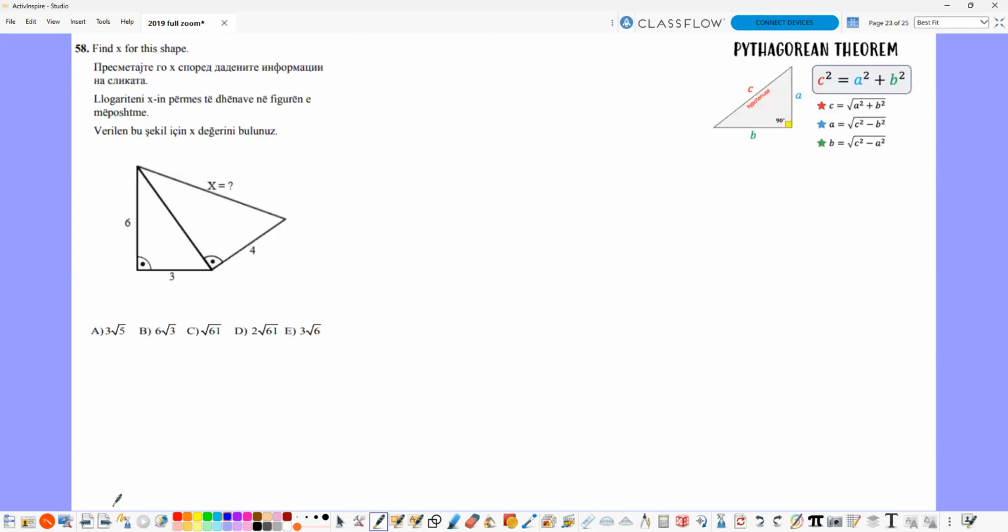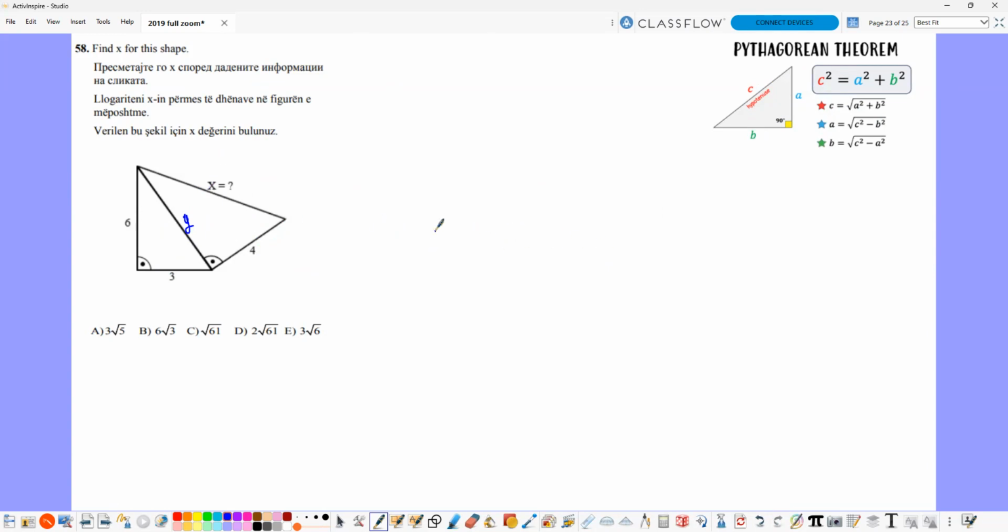Next question, it is about the Pythagorean theorem. In the Pythagorean theorem, this is called the hypotenuse. These are the right sides. The sum of the squares of the right sides gives you the hypotenuse squared. So here in this question, if I name this one y, 6 squared plus 3 squared is going to be equal to y squared. Then y squared plus 4 squared is going to give you x squared.